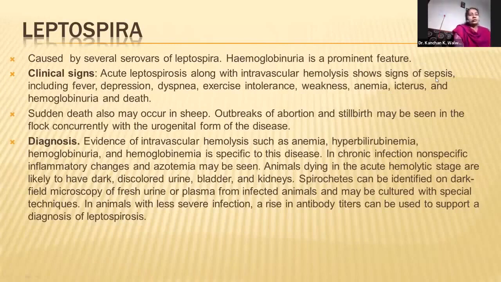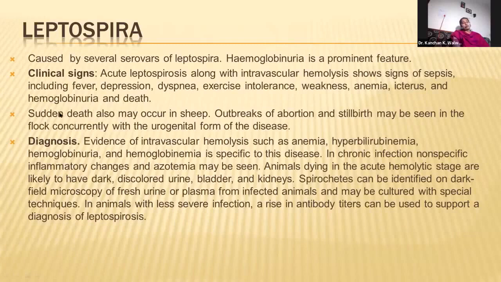Now clinical symptoms, there will be intravascular hemolysis and there will be sepsis. So definitely there will be a high rise of temperature, and because of the temperature there will be depression, and since there is hemolysis, again there will be dyspnea, there will be edema, and since there is a huge amount of hemolysis, RBCs are reduced, the oxygen carrying capacity in the body is going down, and there will be exercise intolerance, weakness, and anemia. Again, because of hyperbilirubinemia and hyperhemoglobinemia, there will be icterus and death in the animal.